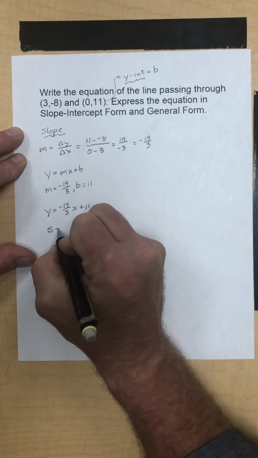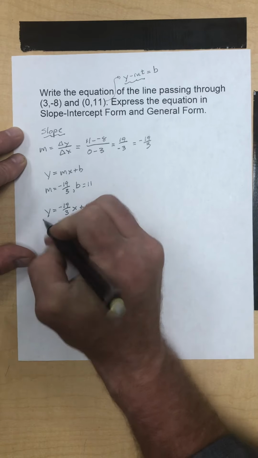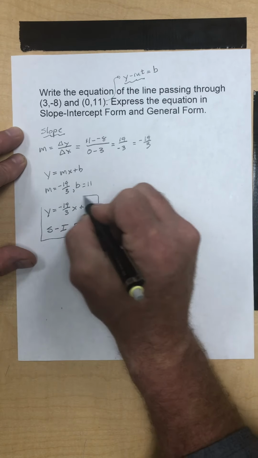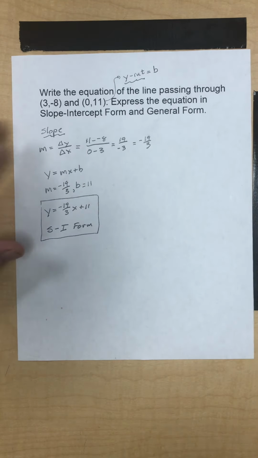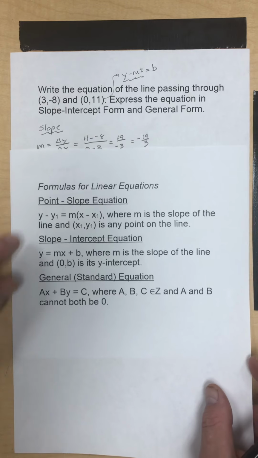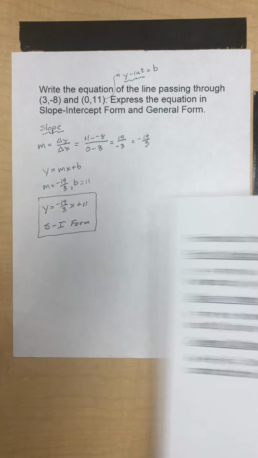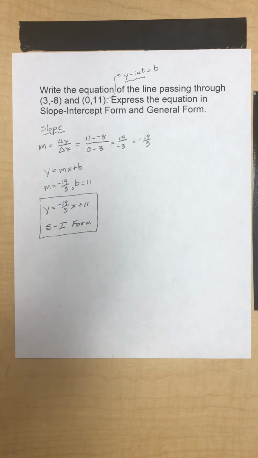And there's my slope-intercept form right there. Now, if you did not notice that this guy was your y-intercept and you went and used your point-slope equation, it'll still work out and you'll get the exact same form. You would get the exact same thing. So it doesn't really make any difference one way or the other.